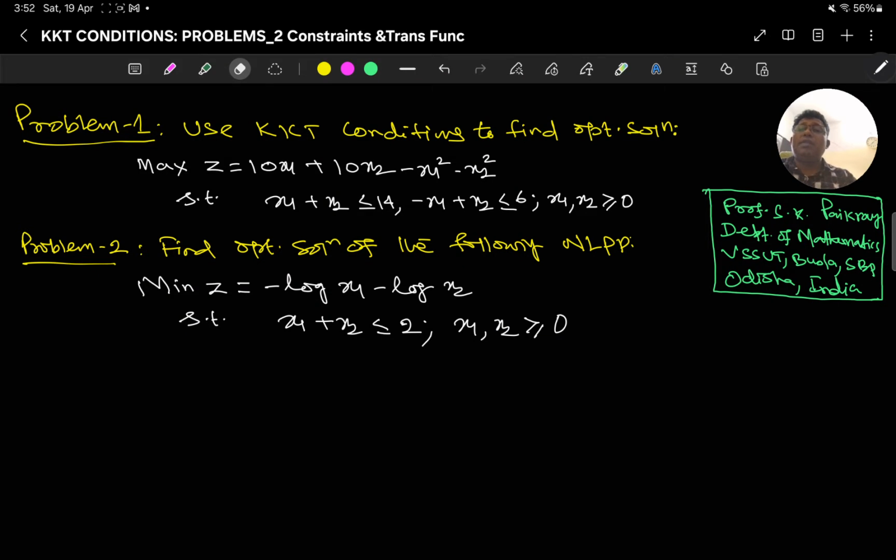Hello everyone. In this lecture I shall discuss two important problems based on the Kuhn-Tucker conditions. In problem number 1, we have two inequality constraints. In problem number 2, we have transcendental functions.